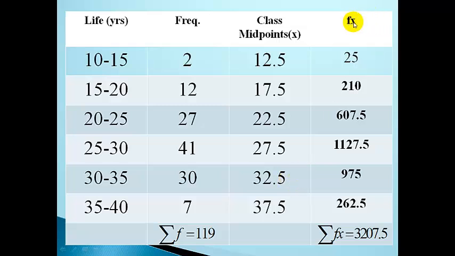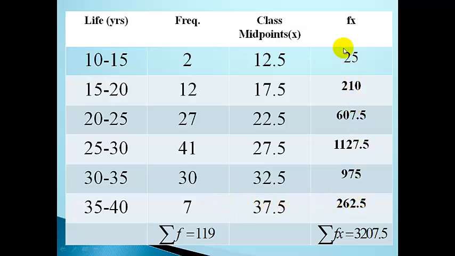Now, fx means we are multiplying the frequency by the class midpoint. So 2 times 12.5 is 25. 12 times 17.5 is 210. 27 times 22.5 is 607.5. 41 times 27.5 equals 1127.5. 30 times 32.5 is 975. 7 times 37.5 is 262.5.